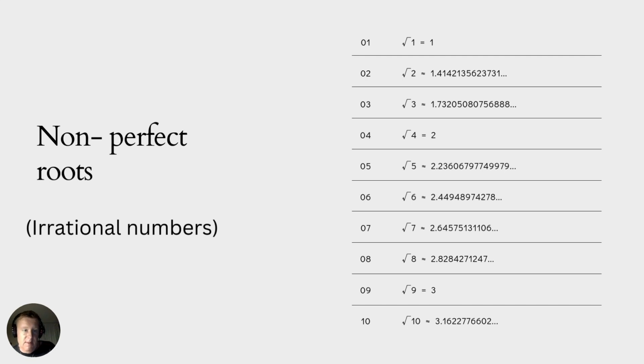Now we have the irrational numbers. So square root of 3 equals 1.73205080756888, and the numbers just keep going on forever. There is no ending, and it does not repeat as well. And that's the same with the other irrational square roots, like 2, 5, 6, 7, 8, and 10. But square root of 4 and square root of 9 are perfect squares.